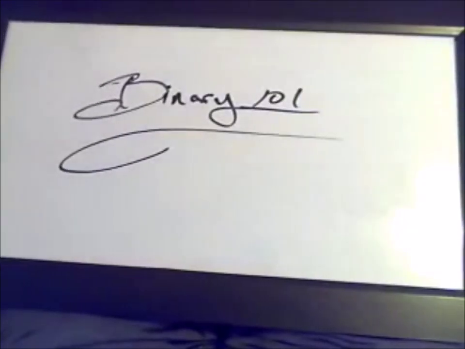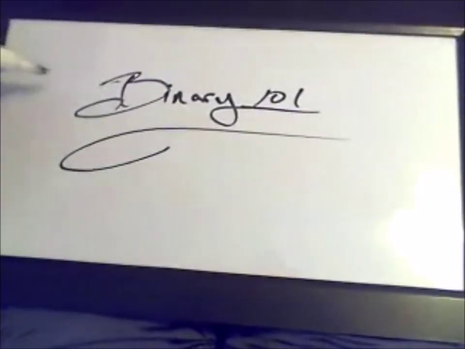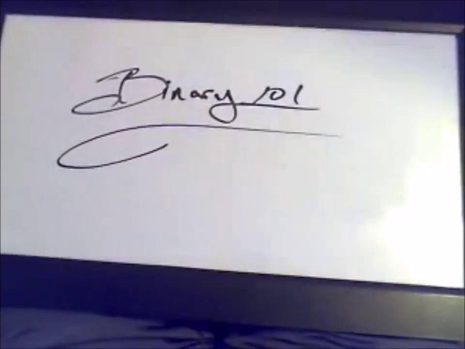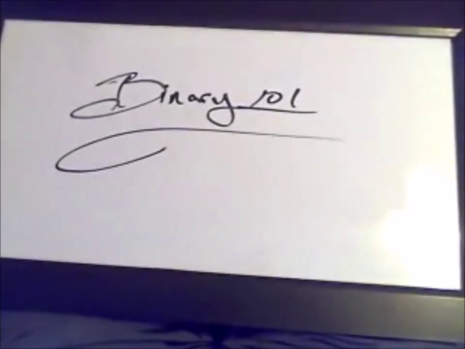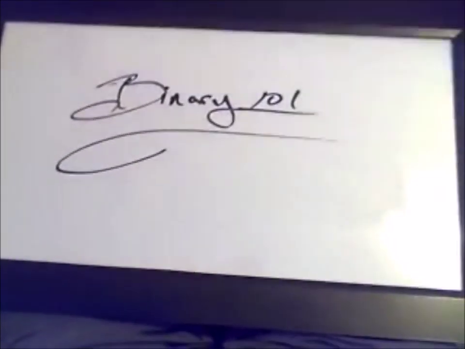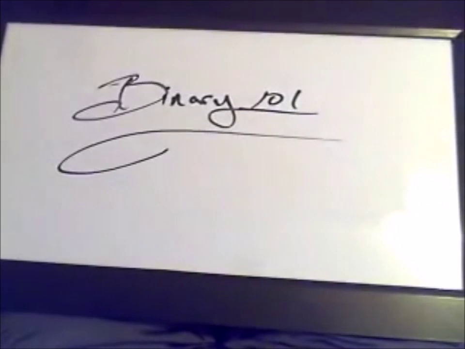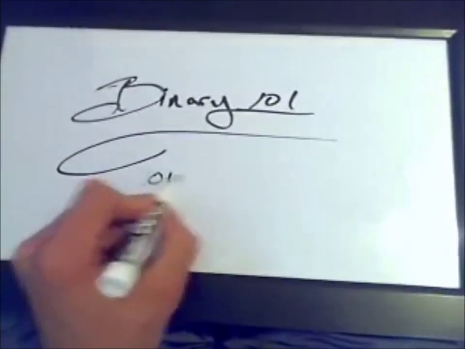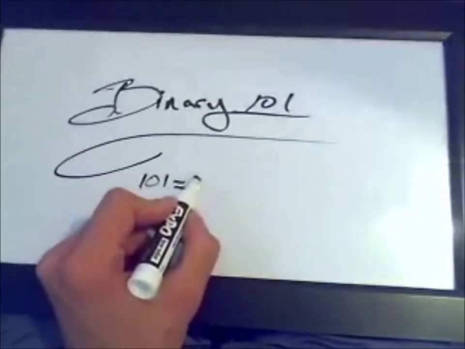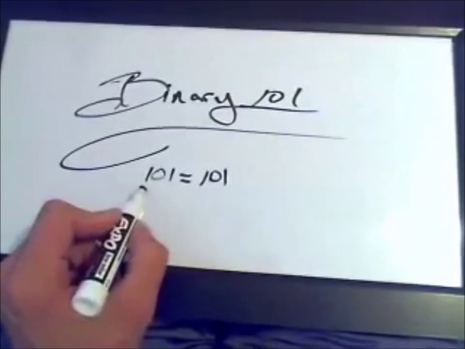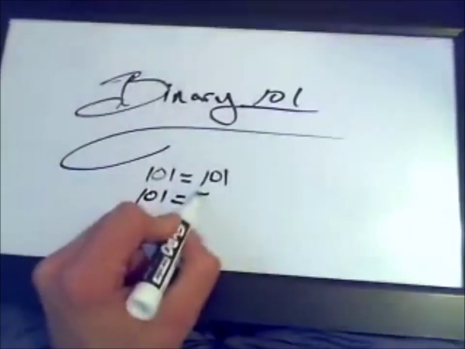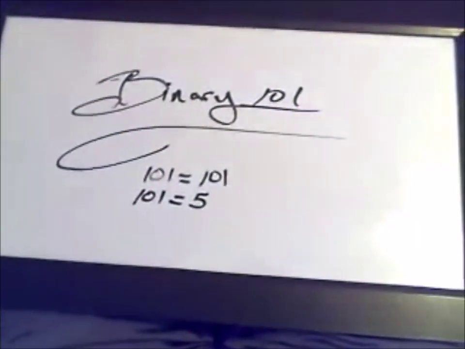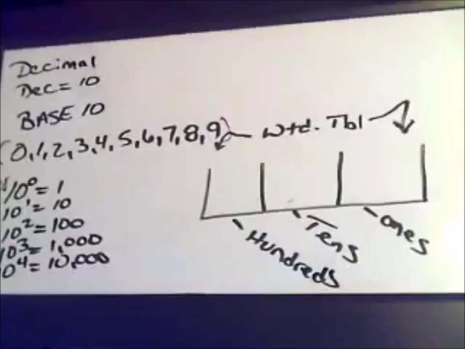Hello and welcome to Binary 101. The purpose of this video is to serve the viewer, yourself, a lesson in binary and how to convert a string of ones and zeros into a recognizable number in the decimal counting system. Hopefully by the end of this video, I can take your mind away from the common thought that 101 has to equal 101, but it could also represent 5, which it does in the binary system.